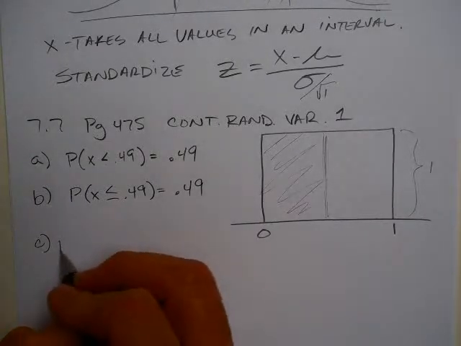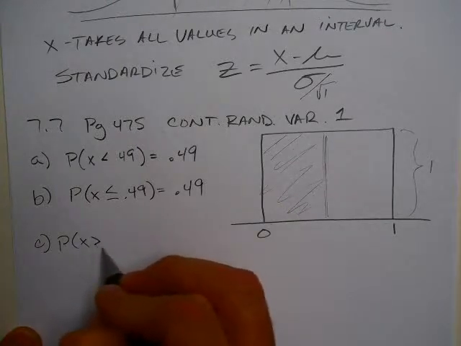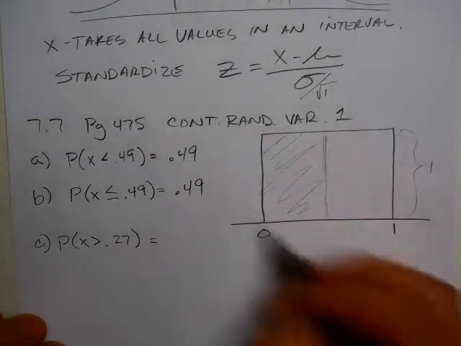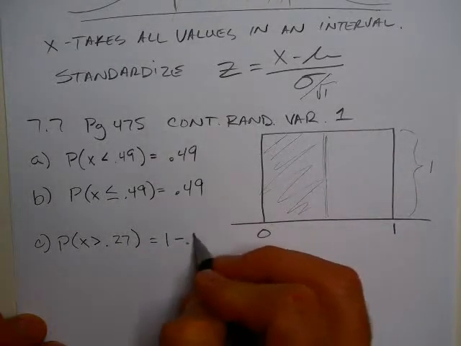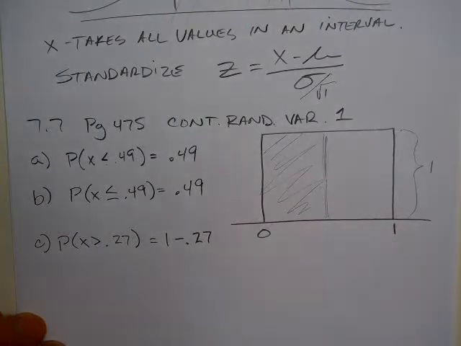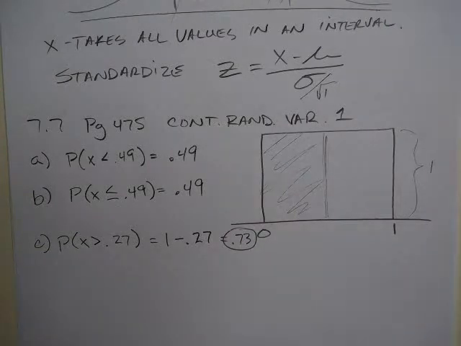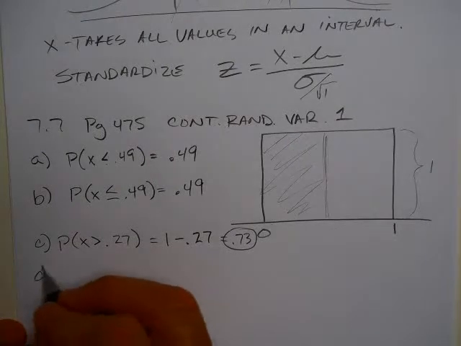C asks us the probability that x is greater than 0.27. Right. So what we have to do is consider the whole area of the block, 1 minus the 0.27, which gives us 0.73. That's correct. Good, Lexi. So anytime we're talking about a greater than situation, it's that 1 minus. That 1 minus turns up a lot in this class. Any greater than, more than, whatever.